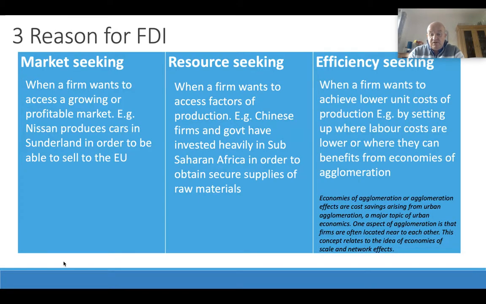Another one could be efficiency seeking. This is probably the one that most multinational companies would claim, and that's about trying to reduce their unit costs of production. So set up in places where labour costs are lower, and then they can benefit from the economies of agglomeration. In case you weren't sure what agglomeration is, I've also included what that is.